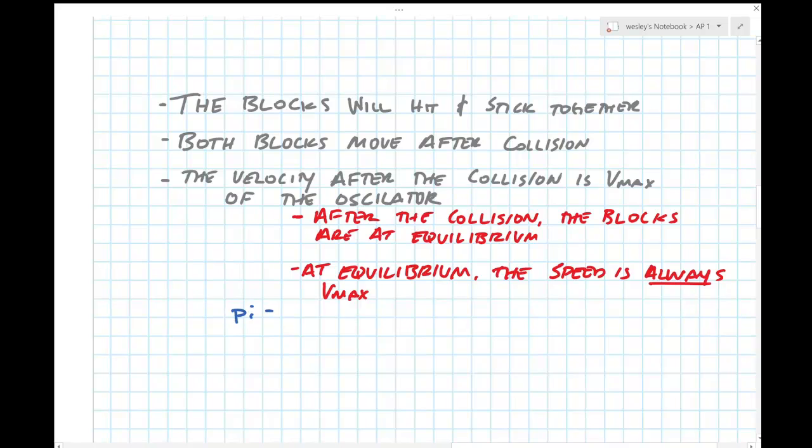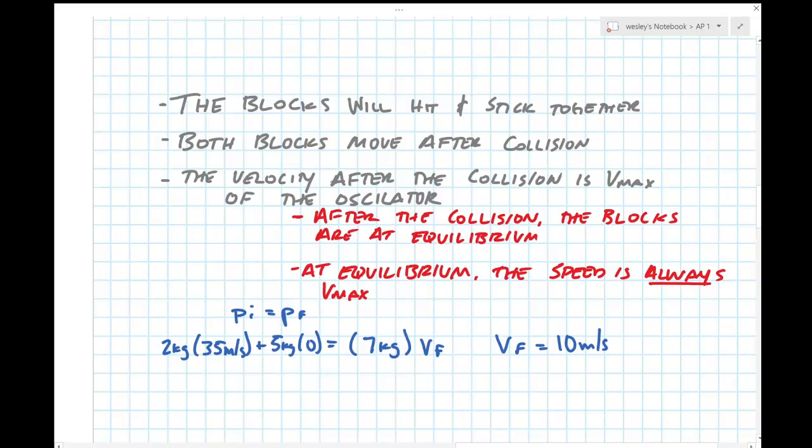I know that the initial momentum is going to be the final momentum. Initially, we have the 2 kilogram block moving at 35 meters per second. It's going to hit and stick to the 5 kilogram block, which isn't moving. So afterwards, we get 7 kilograms times the final velocity. That makes the final velocity 10 meters per second.